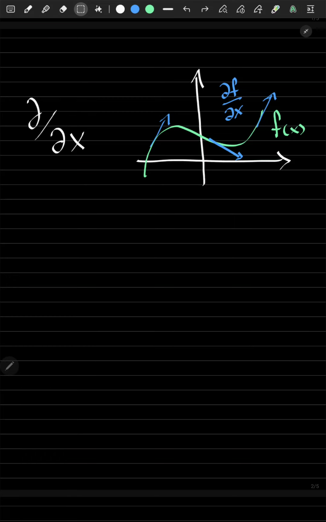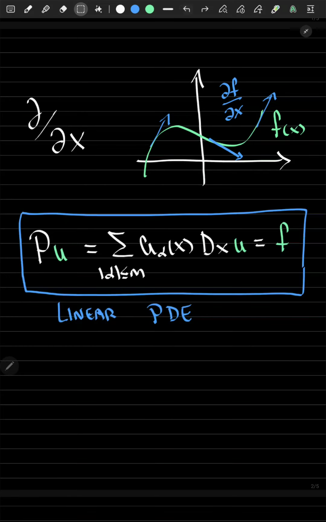Linear partial differential operators can be applied on functions, so a function u, and equal a function f to get a linear PDE. Linear PDEs describe many things in nature, like the propagation of waves or the flow of heat.